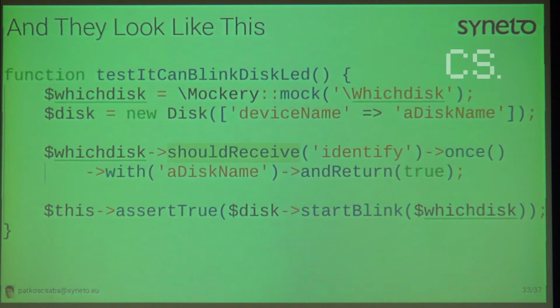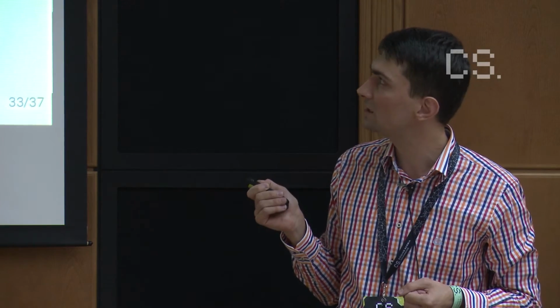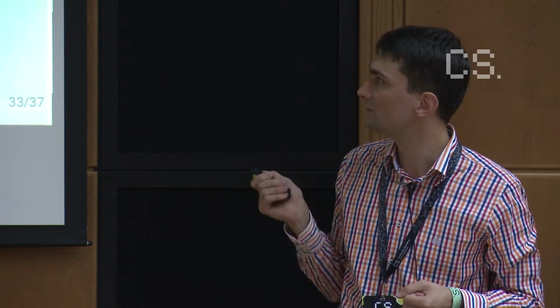And maybe I just tell you what this test is. 4 lines of code only. It tests that a disk, a physical hard disk, can be blinked. Each hard disk has a small LED on it. We will use the external tool called whichDisk, which will never be created for real. It is just a mock. Then we will create a real disk object from our business logic, the thing that we are testing, and we will verify that when we call start blinking on our disk, our external module will receive the identify call with the disk name specified for our business object. And that is 4 lines of code.